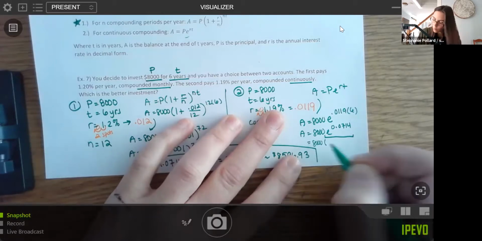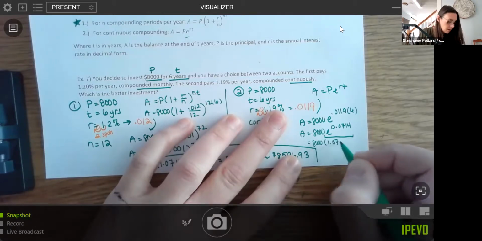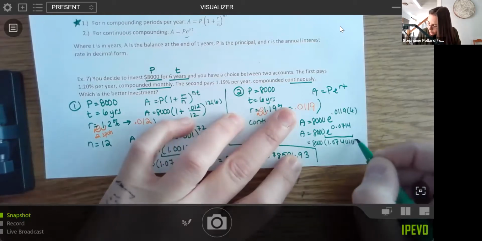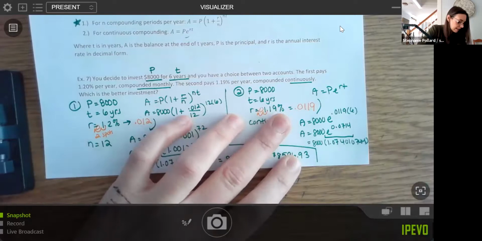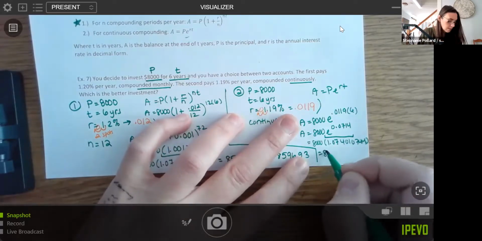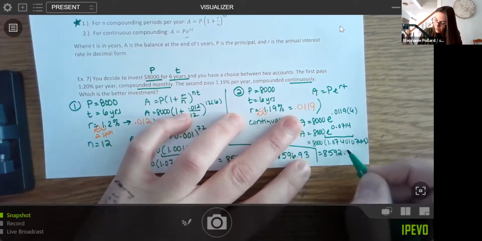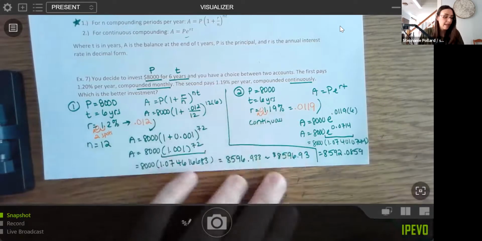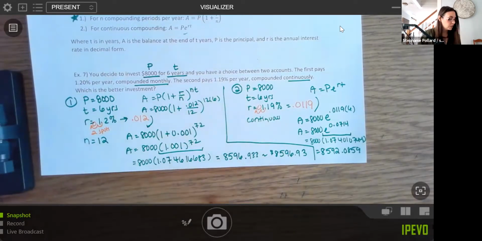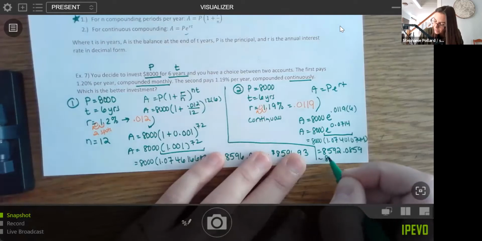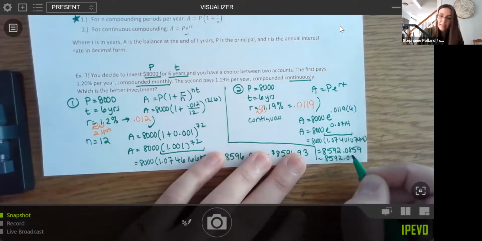And let's see, I have 1.0740744, and then I multiply that by 8,000. And I have 8,592.0859. And it's money here, so I'm rounding to just 2 decimal places. So about $8,592.09.